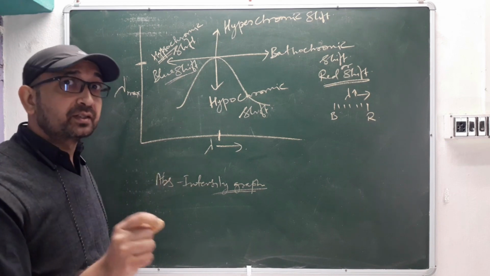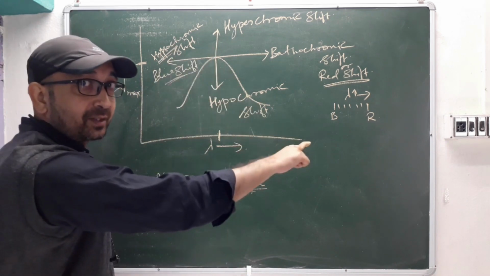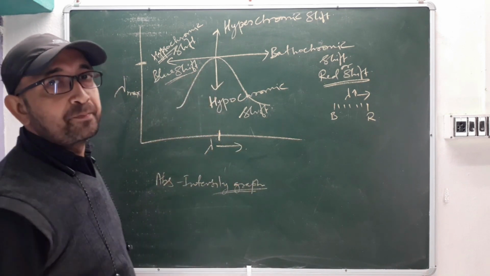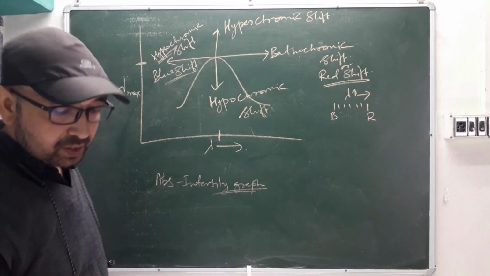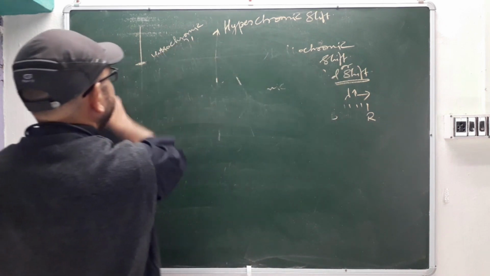No, last 4 years, not 2 years. From last 4 years, they have not asked any question from that electronic transition and from this particular shift. So maybe they are going to ask. Let's see. And one more thing is that just base values I'll give you and then I'll conclude the class.